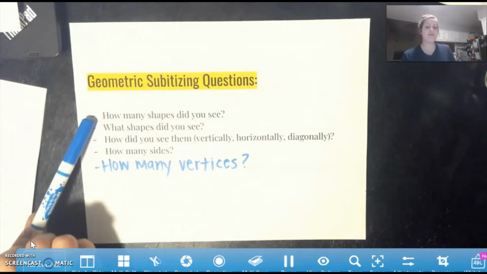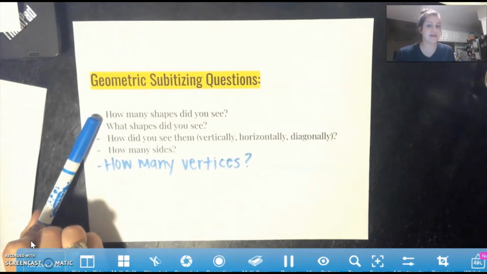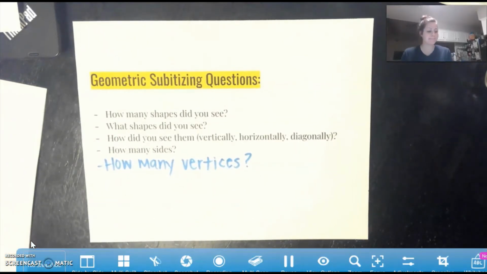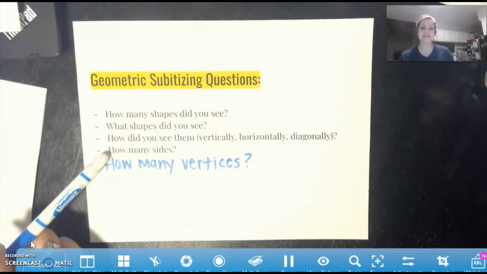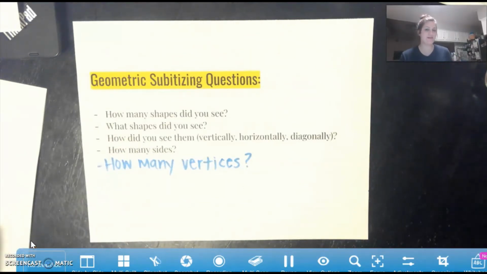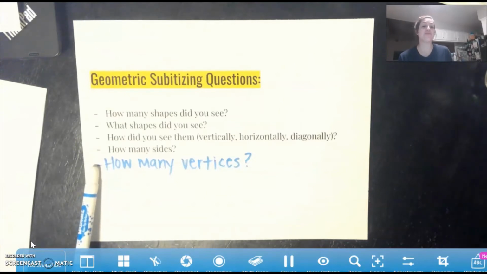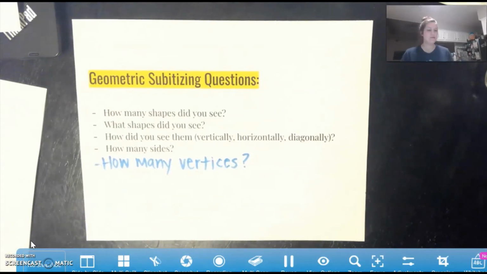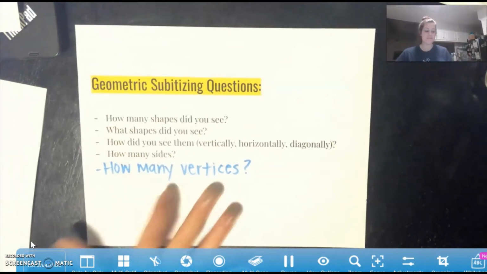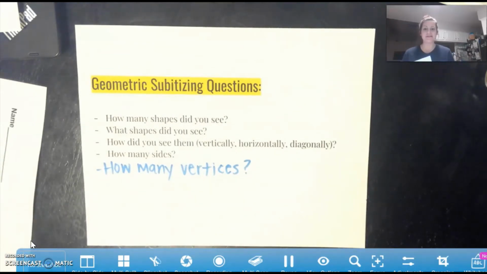I want you to be thinking, and you're going to have to answer this. How many shapes did you see? What shapes did you see? How did you see them? How many sides did you see? And how many vertices? Remember, we trace the sides and dot the vertices. All right, you ready? I'm going to hold up my shapes for 3 seconds.